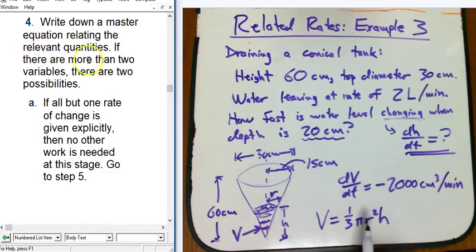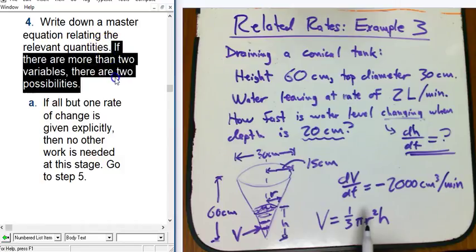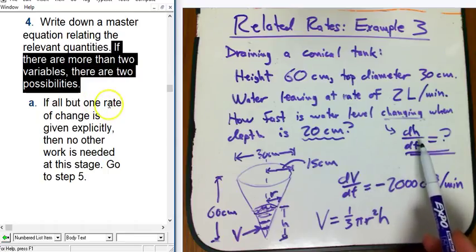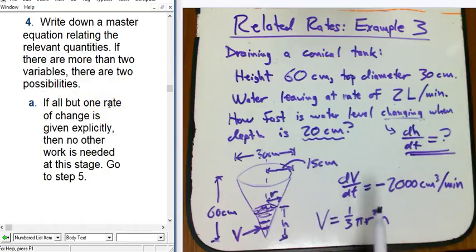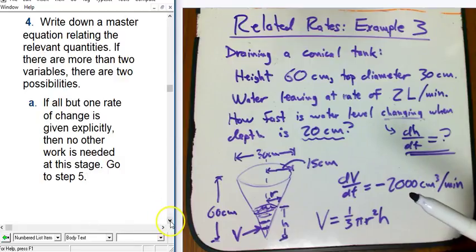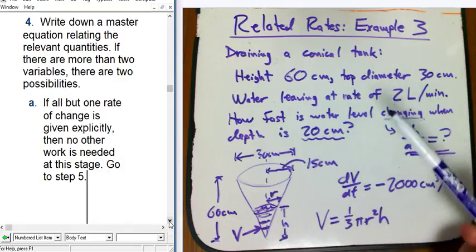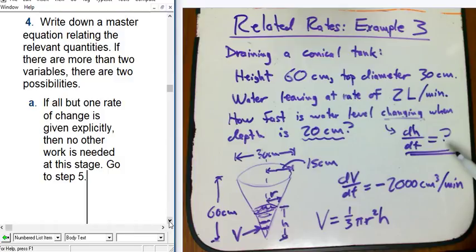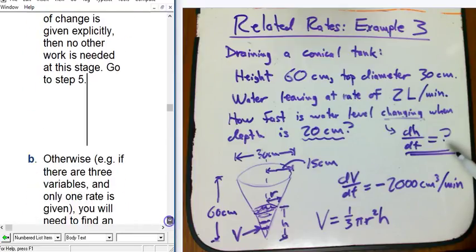And this is where, if there are more than two variables, there are two possibilities. It's like, hey, nobody ordered R here. They're giving me dV/dt and we want dH/dt. Uh-oh, we're going to have to figure out R somehow. So if all but one rate of change is given explicitly, like in the previous problem, then you go to step 5. That doesn't happen here because dR/dt was not given. And it's important, we'll realize why, because we can figure out how R comes into it without being given a separate piece of data for dR/dt.